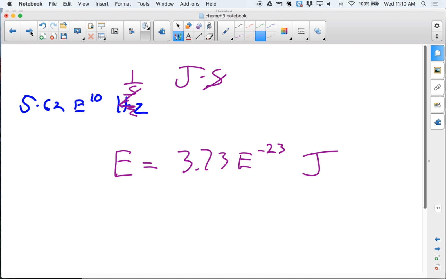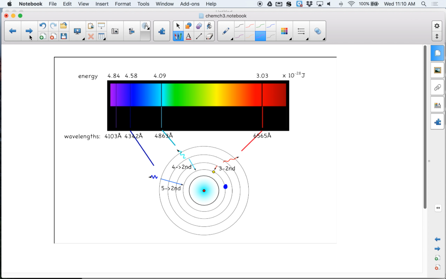All right, so just to reiterate, here's what we got going on, okay? Here we have an electron that falls from this energy level all the way down to this one. That would correspond to high energy light, so it would be more up here in the purple end. Here we have an electron that falls from the third to the second. That is a lower change in energy, so that would correspond to more of a reddish color.